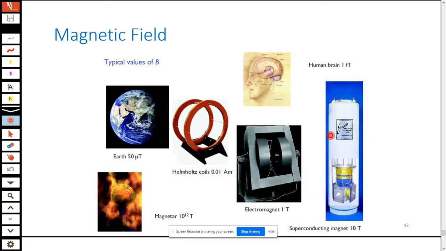Then there is the superconducting magnet, so magnets which are made from superconductors. This superconductivity we will discuss in the end, and you'll see it can also make really good magnets with huge magnetic fields. Now people can even produce 15 Tesla, 20 Tesla magnetic fields in the lab.